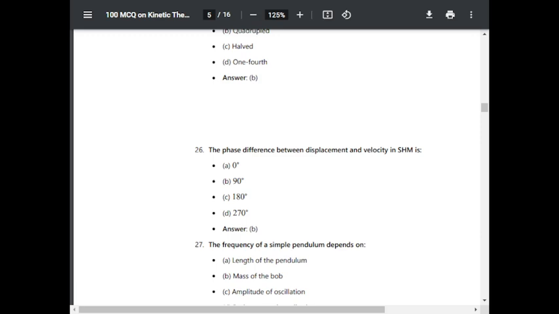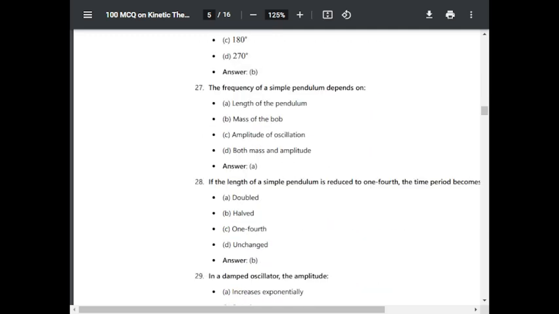Question number 26. The phase difference between displacement and velocity in SHM is: option A, 0; option B, 90; option C, 180; option D, 270. The correct answer is B, 90. The phase difference between displacement and velocity in SHM is 90 degrees. Option B is correct.